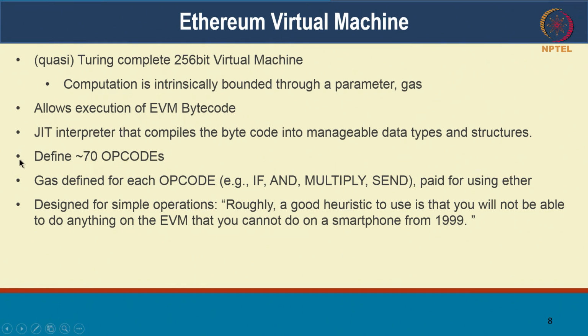It also allows execution of the EVM bytecode. The EVM defines about 70 opcodes, and you're limited by that. That is the only set that's allowed, and these opcodes are interpreted by an interpreter. And for each of these 70 opcodes, there is a specific gas value that is defined. And this gas value is set based on, in some sense, roughly the difficulty of that operation.